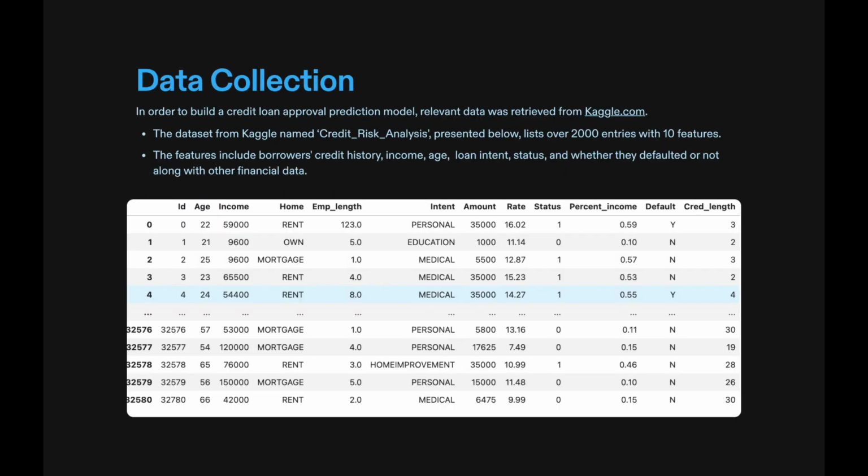In order to build a credit loan approval prediction model, relevant data was collected from Kaggle.com. This dataset is named Credit Risk Analysis. As seen below, it lists over 2,000 entries with 10 features. The features include borrower's credit history, income, age, loan intent, status, and loan default, along with other financial data. Loan default refers to the individual's past loans and whether they defaulted or not.